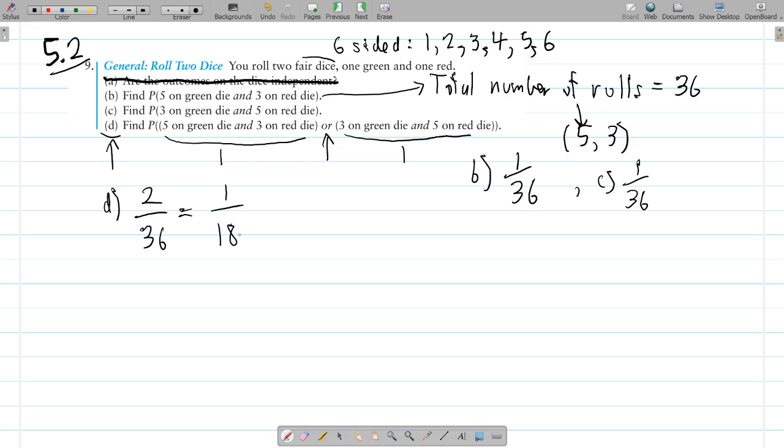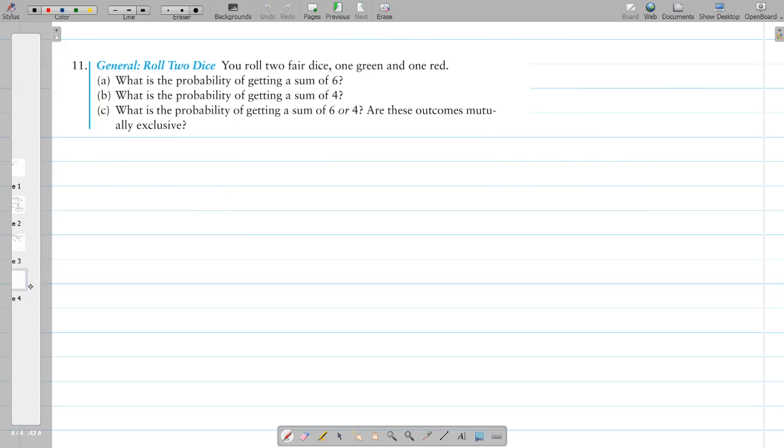Let's try some slightly harder ones. Okay, so let's see. Let's look at this one. So now, again, we roll 2 fair dice. Say 1 is green, 1 is red. So we know the total number of outcomes, right? A total number of outcomes is still 36.